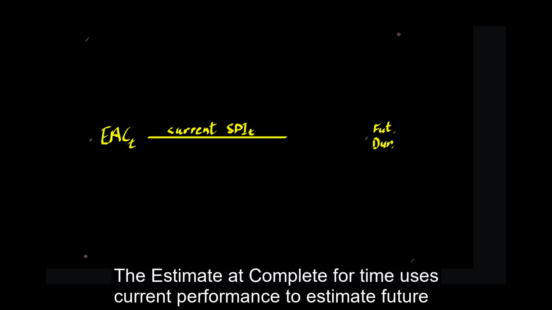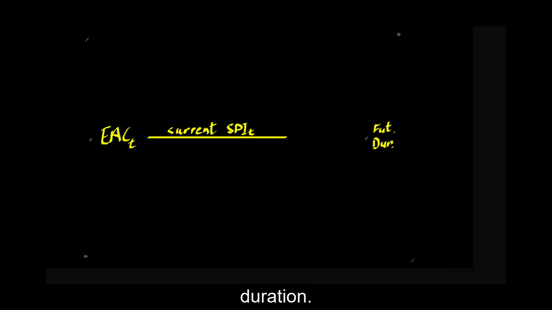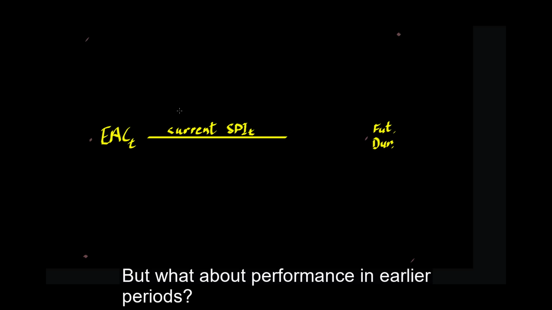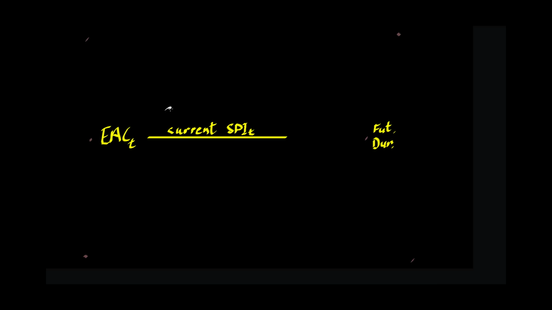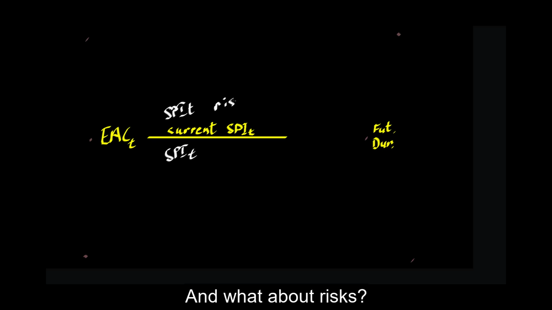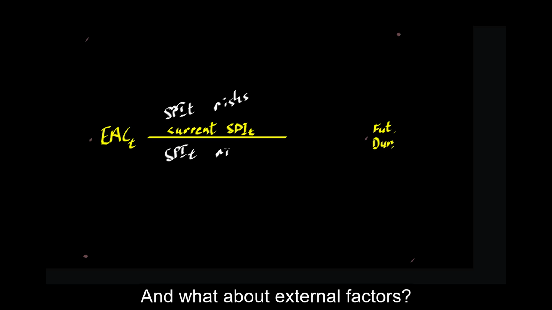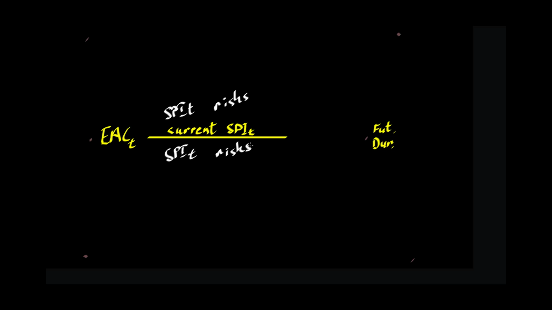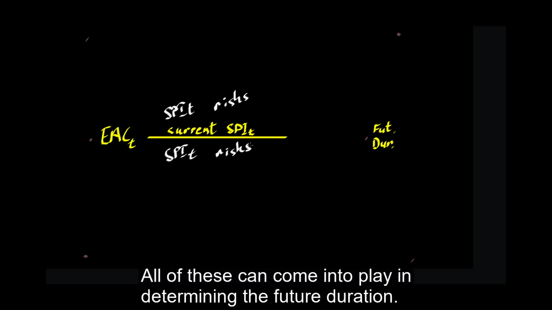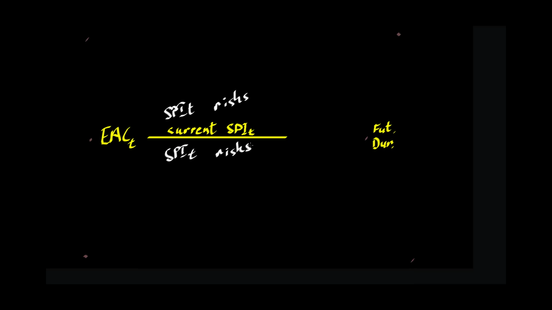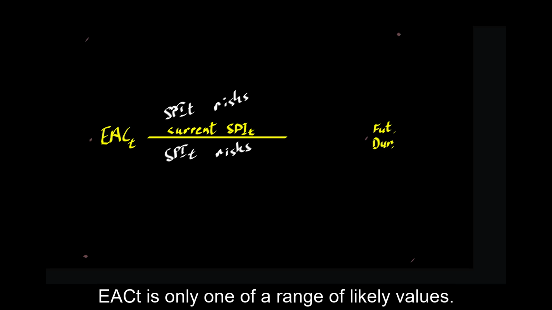The estimate at complete for time uses current performance to estimate future duration. But what about performance in earlier periods? And what about risks? And what about external factors? All of these can come into play in determining the future duration. EACt is only one of a range of likely values.